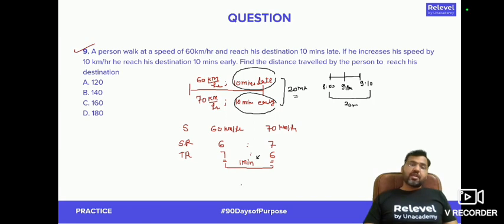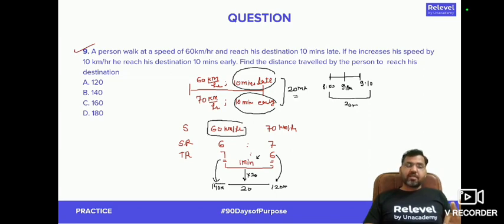And in this ratio, you can see the difference is 1 minute. If I want this difference to be 20 minutes, then 20 times of this value will become 140, and this value will become 120 minutes. Now you can see that at a speed of 60 km per hour, the person is taking a total of 140 minutes to reach the destination. Minutes can be converted to hours. So the total distance, you can see, will be equal to 140 km. The answer is option number B.